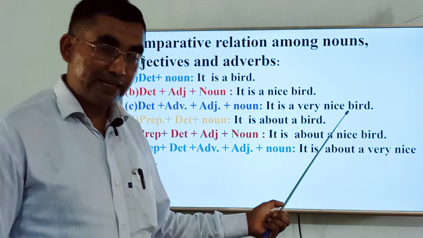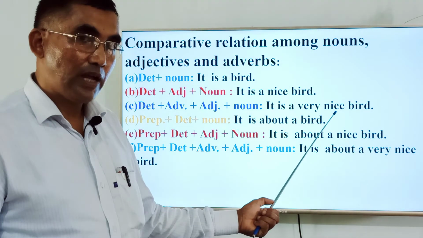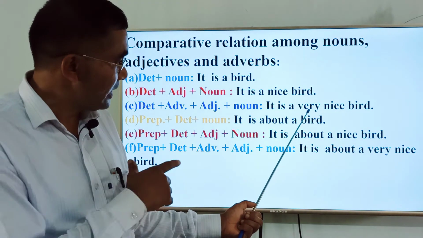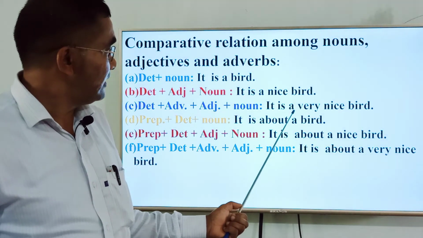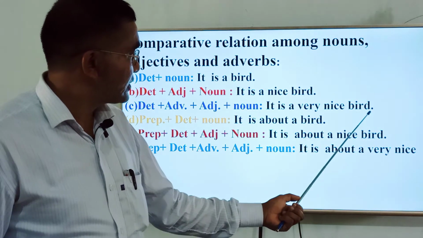So here the case is noun. Before the noun, we can use an adjective word. And if you want to modify the adjective word with other particles, then the word should be an adverb here. And the determiner should be placed before all of these types of words.